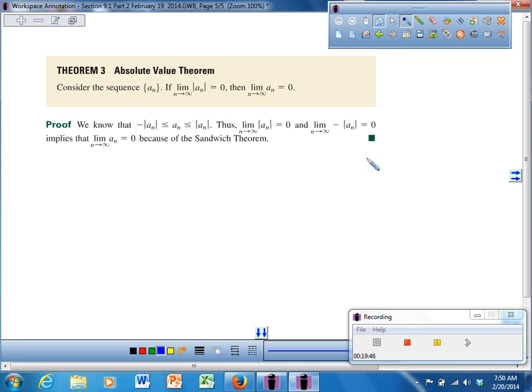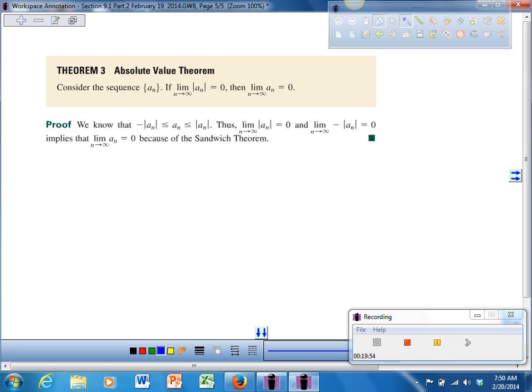All right. And then finally, I just want to show you this. We're not going to do any problem with it, but we have something called the absolute value theorem, and it's just a nice, useful tool from time to time. Consider the sequence a sub n. If the limit as n goes to infinity of the absolute value of a sub n equals 0, then the limit without the absolute value will also go to 0. This only holds when the limit is approaching 0, not some other value. So it's kind of a specific little theorem. And it is proven using the sandwich theorem.